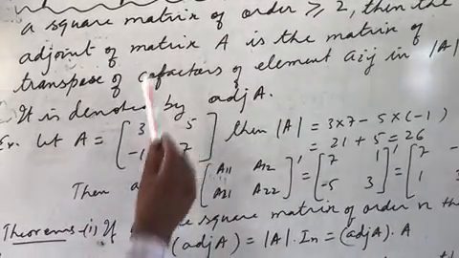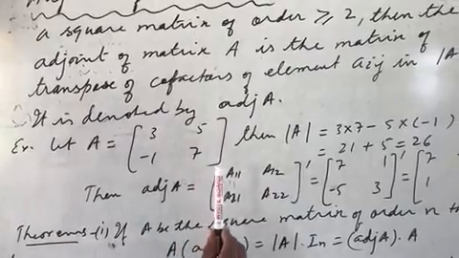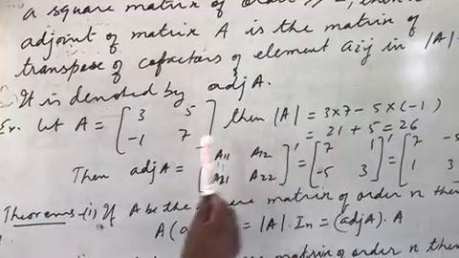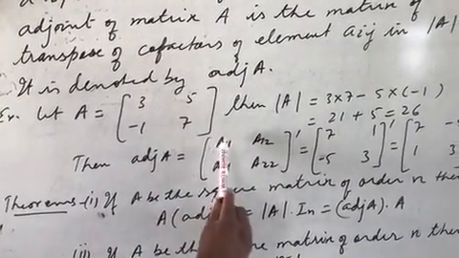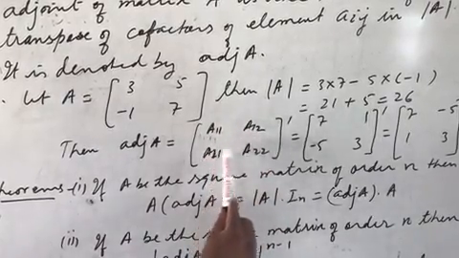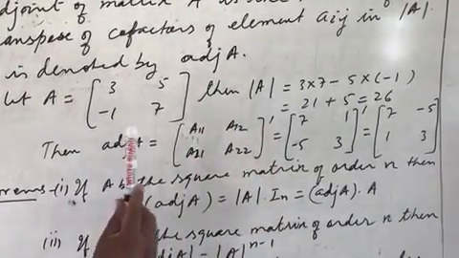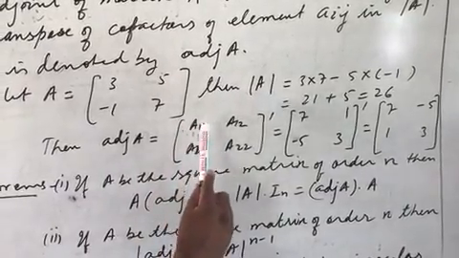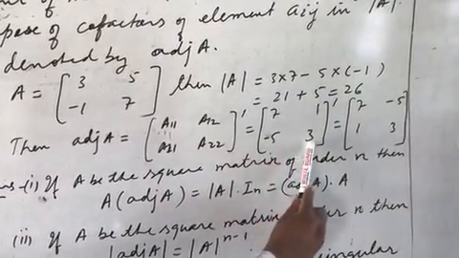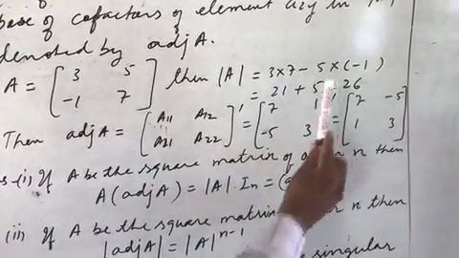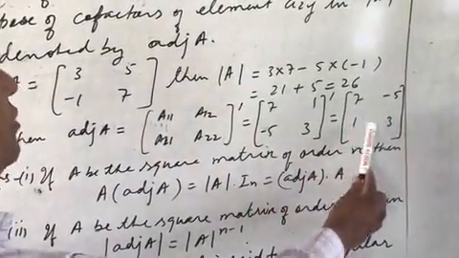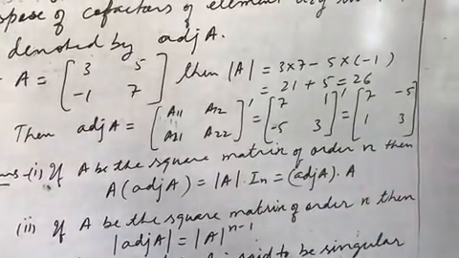Now, as we have defined that the adjoint is the matrix of cofactors transpose, that will give us the value of adjoint of A. So, the adjoint of A is the matrix of cofactors, that is A11, A12, A21, A22, and its transpose. On simplification, we get the matrix of cofactors as [7, 1; -5, 3]. And its transpose, by interchanging its rows and columns, we get [7, -5; 1, 3]. And that is the value of the adjoint of A.